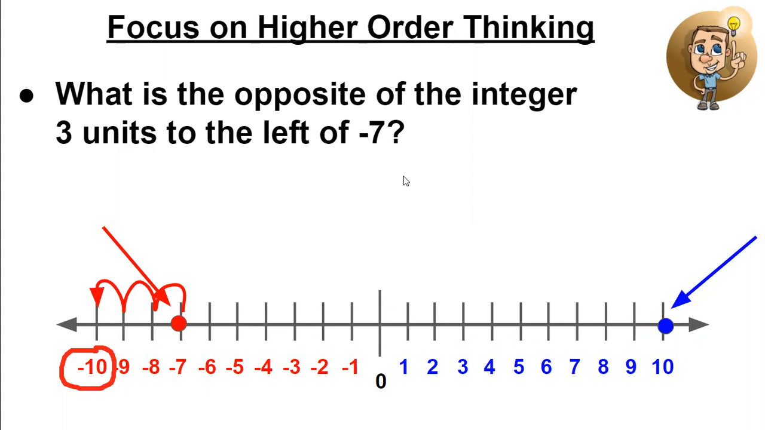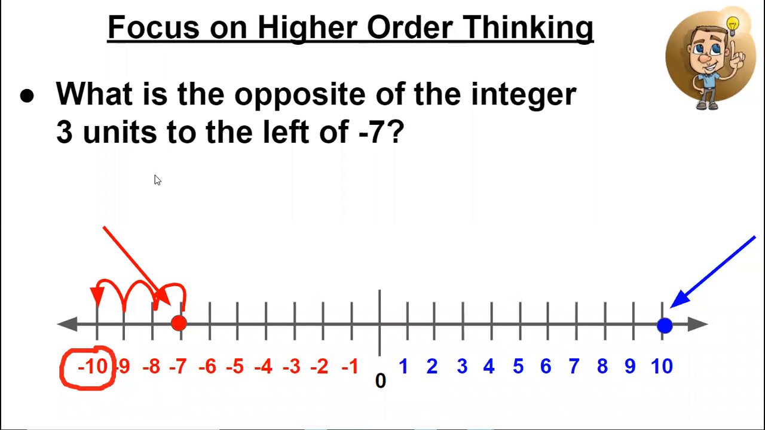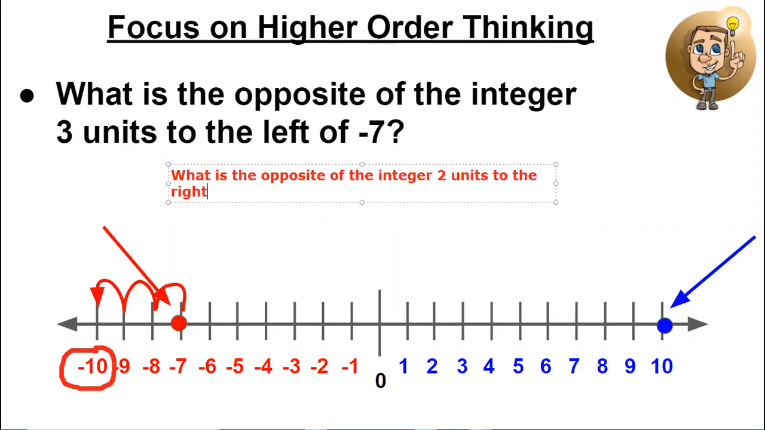Okay, so give those type of problems a try. Let's just try one more. What is the opposite? Let me just type one in here. Get a little bigger. What is the opposite of the integer 2 units to the right of 5?